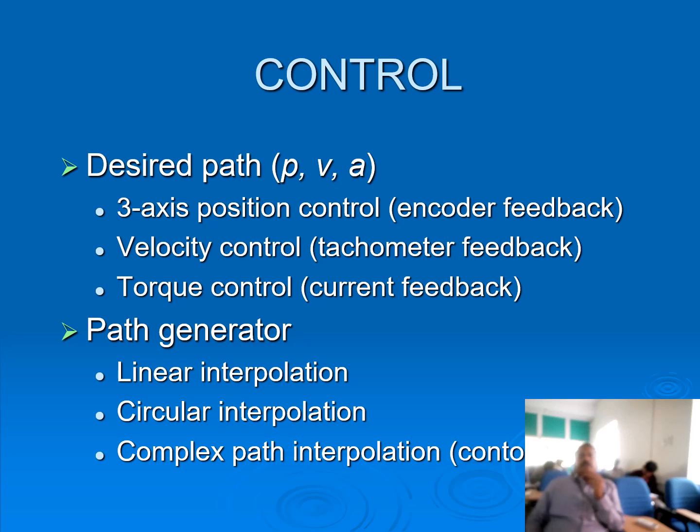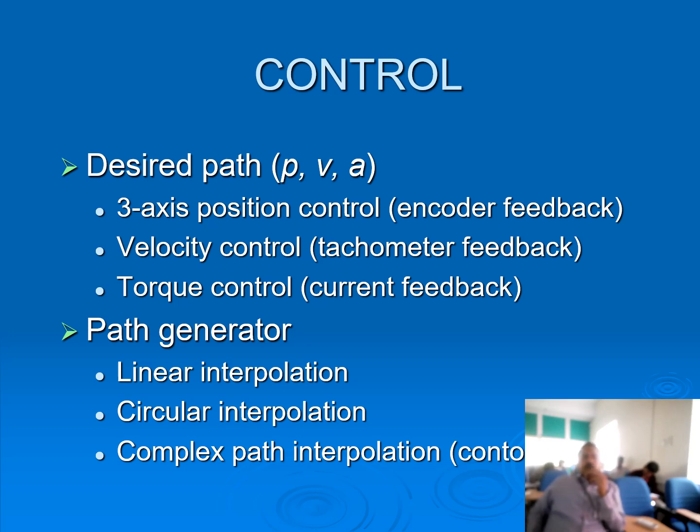Now control, in the sense, what is it? We need to have a desired path. So there is 3-axis position control with encoder feedback. Based on the encoder feedback, the 3-axis position control is happening. The next is velocity control. You need to control the speed or the velocity, which is possible by tachometer feedback, and torque control that happens based on the current feedback.